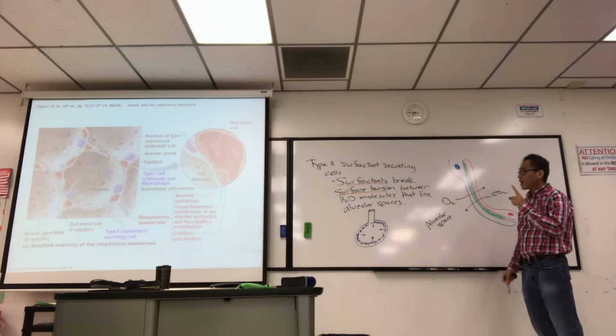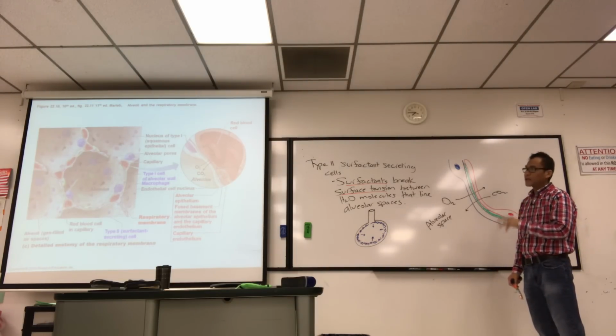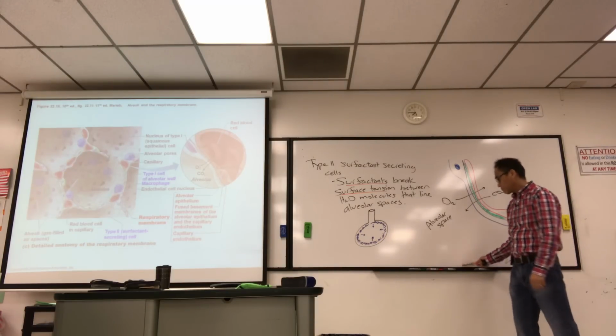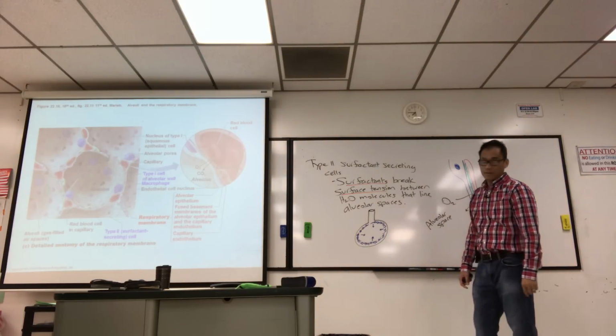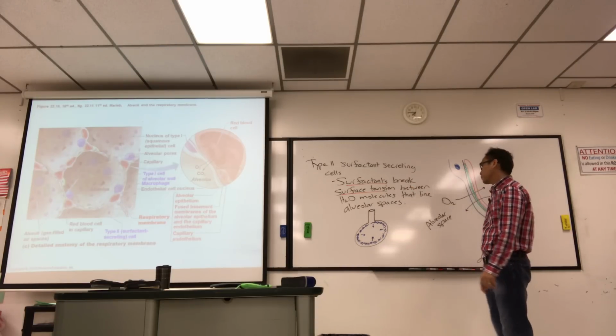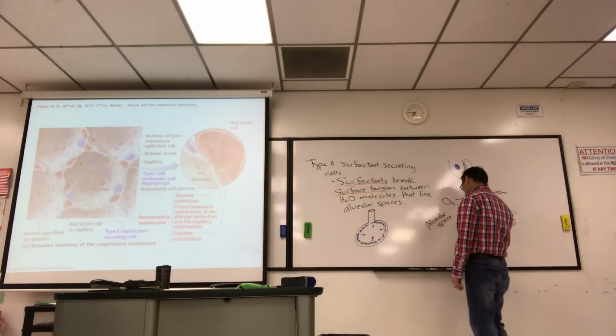So anyways, those are the type 2 cells. Not as many of them. You mostly have the type 1 cells. The type 1 cells is the wall. The type 2 cells are there just for surfactants. There's another cell type called the alveolar macrophage. On the figure, they're colored purple. I know those as well.